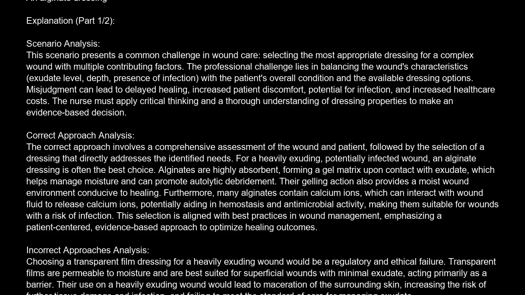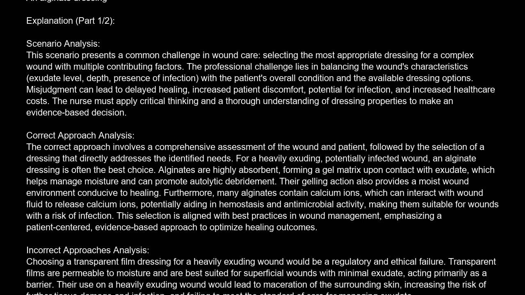Correct approach analysis. The correct approach involves a comprehensive assessment of the wound and patient, followed by the selection of a dressing that directly addresses the identified needs. For a heavily exuding, potentially infected wound, an alginate dressing is often the best choice. Alginates are highly absorbent, forming a gel matrix upon contact with exudate, which helps manage moisture and can promote autolytic debridement. Their gelling action also provides a moist wound environment conducive to healing.